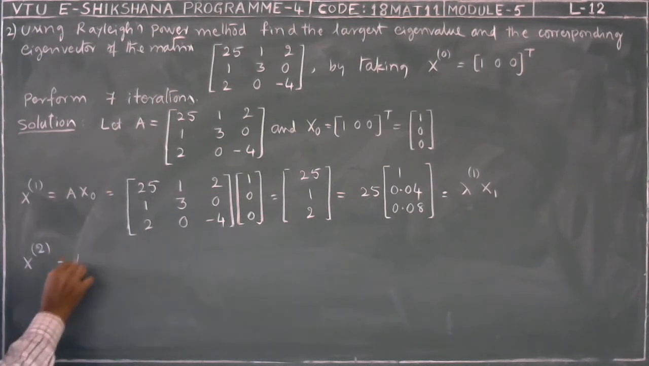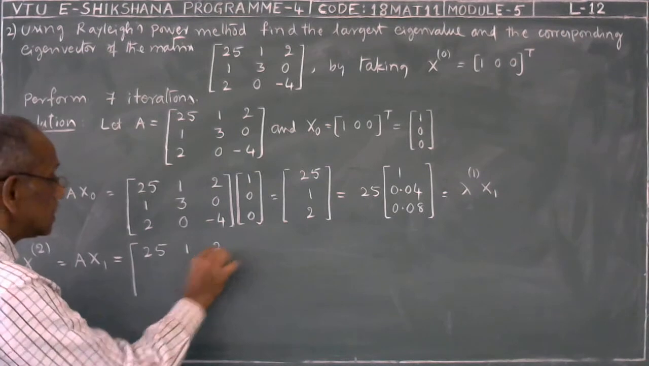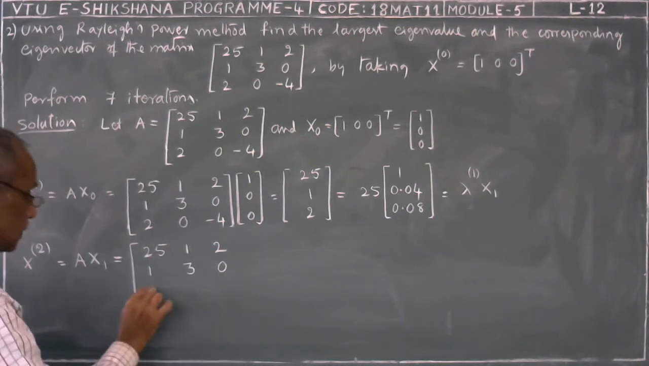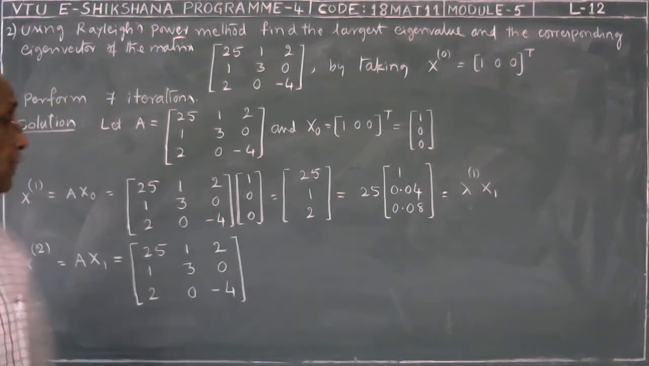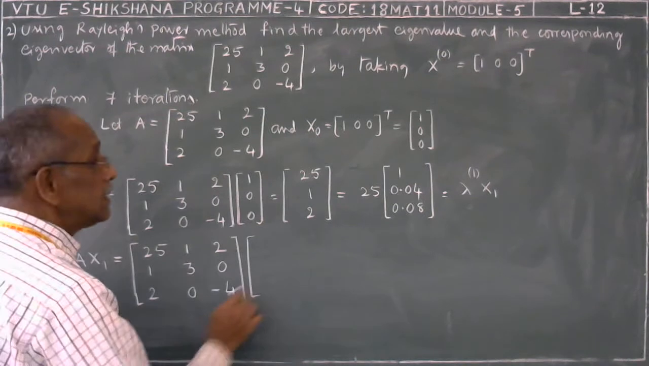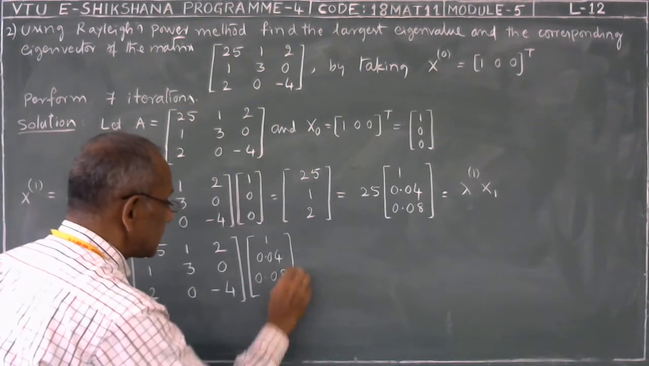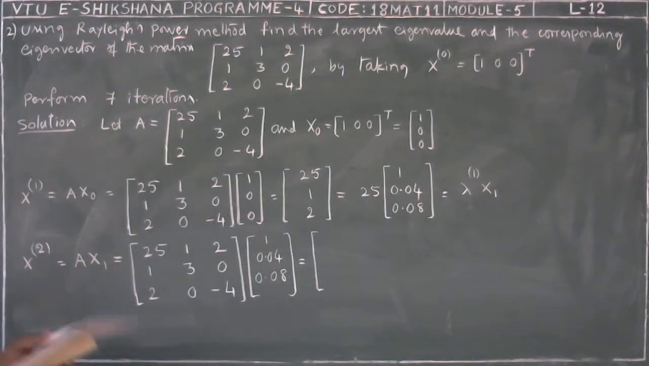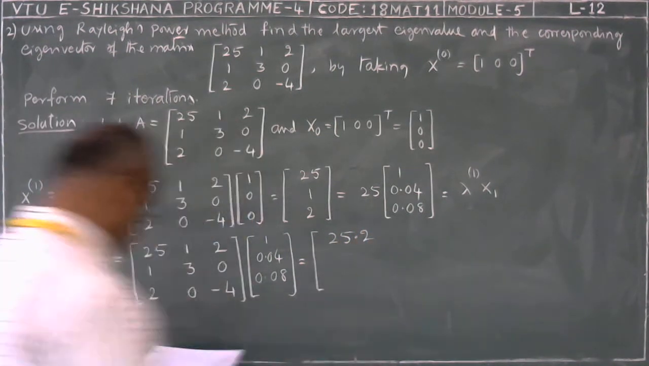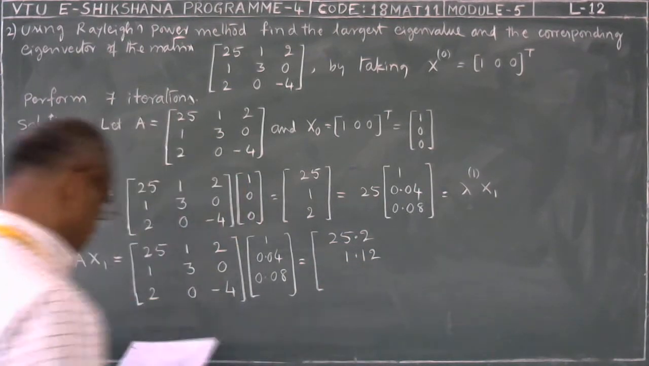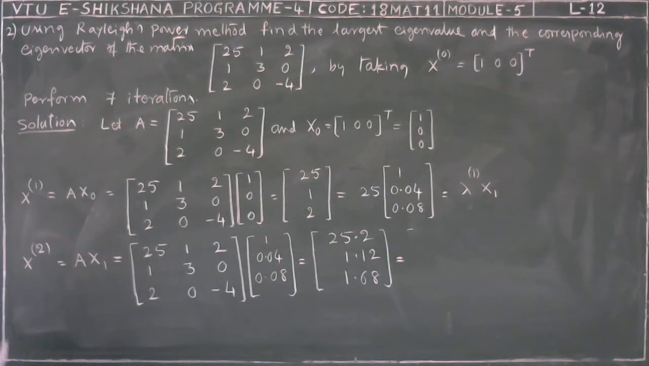Now we compute the second iteration, x2, which is computed like A into x1. So this is 25, 1, 2, 1, 3, 0, 2, 0, minus 4, multiplied with x1. This is your x1: 1, 0.04, 0.08. If you carefully multiply, you get 25.2, 1.12, 1.68. So now the numerically largest is 25.2.